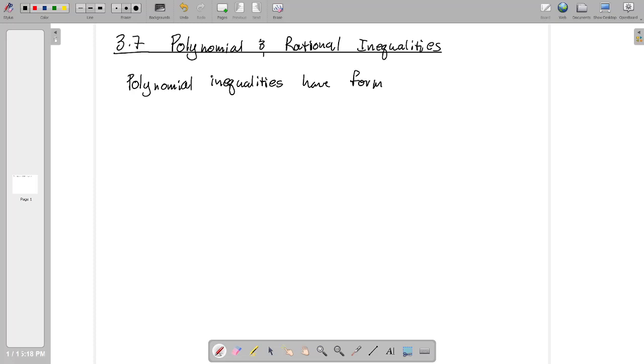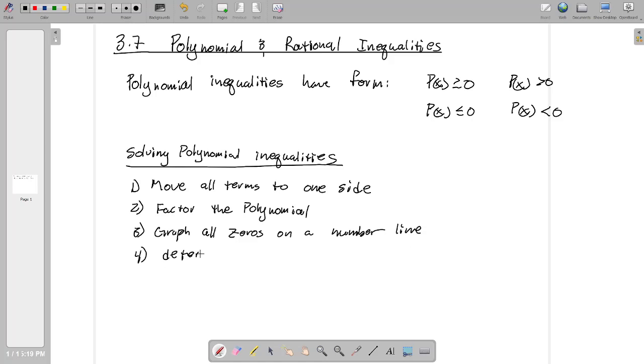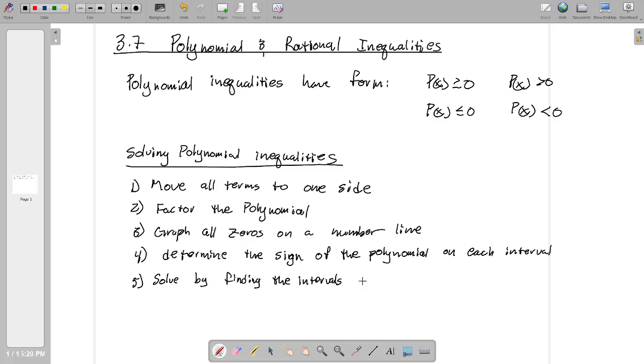Polynomial inequalities have the form p of x is greater than or equal to 0, p of x is less than or equal to 0, p of x is greater than 0, or p of x is less than 0. Solving polynomial inequalities: 1. Move all terms to one side. 2. Factor the polynomial. 3. Graph all zeros on a number line. 4. Determine the sign of the polynomial on each interval. 5. Solve by finding the intervals that satisfy the inequality.